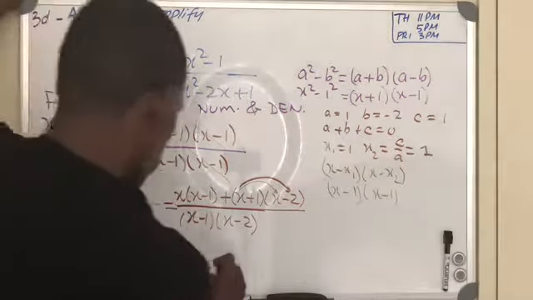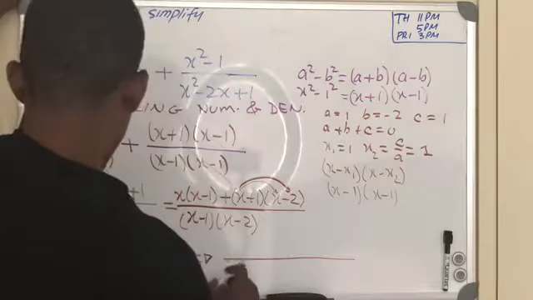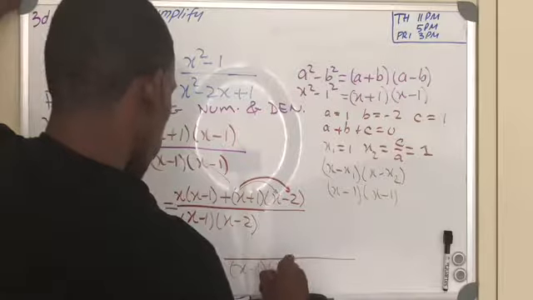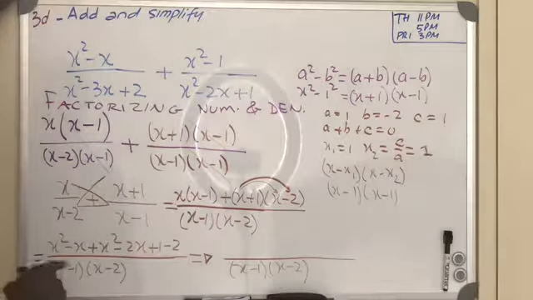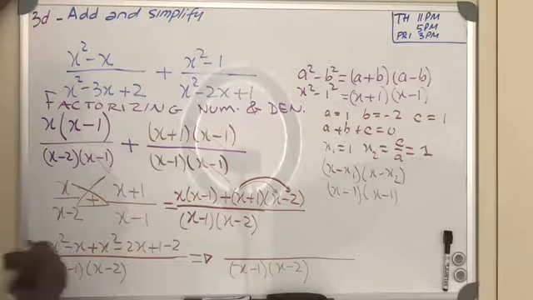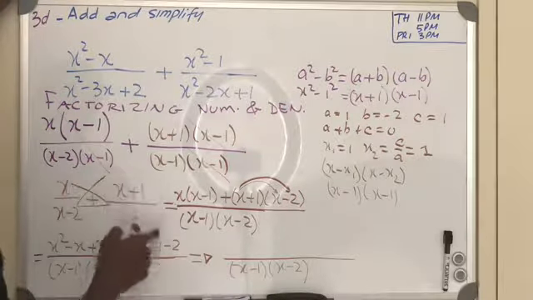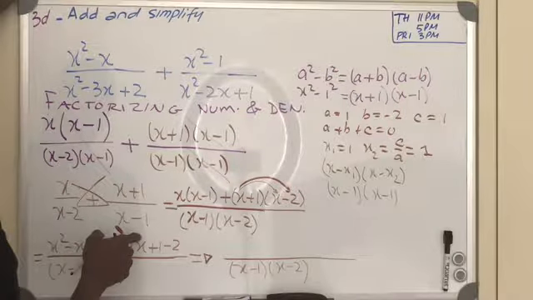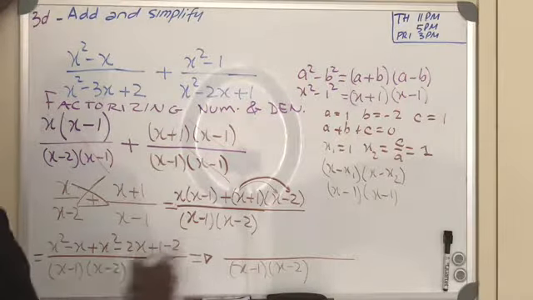Okay, is equal to, I keep my denominator, x minus 1 times x minus 2. X squared, I'm going to combine like terms again. Combining like terms. Here I did the addition. Here I just expand the numerator. Now I'm going to combine like terms.